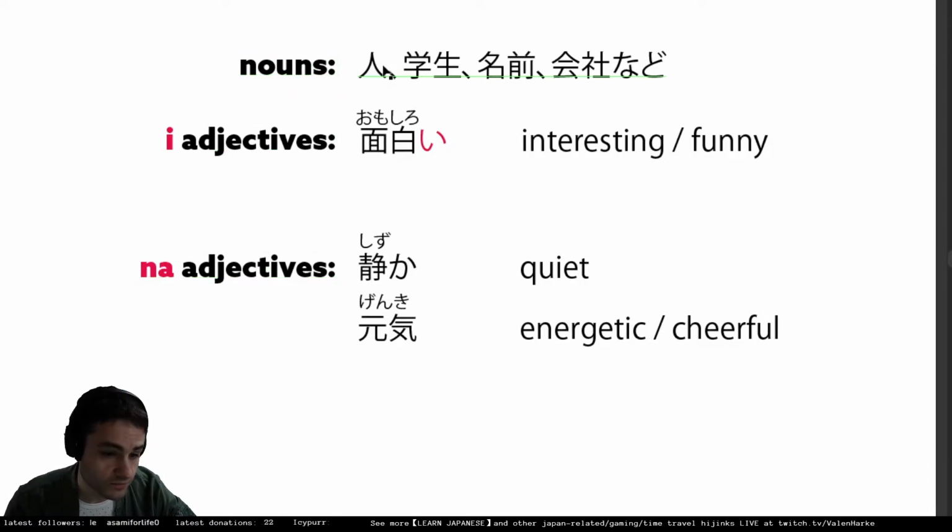Okay, nouns are, well, I'm going to use some words that we've already gone over because you know them, hopefully, and you know that they're nouns. Hito, right, means person. Gakusei means student. Namae, name. Kaisha, company. And what's this? Nado?